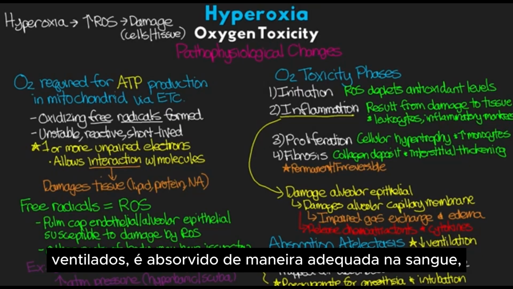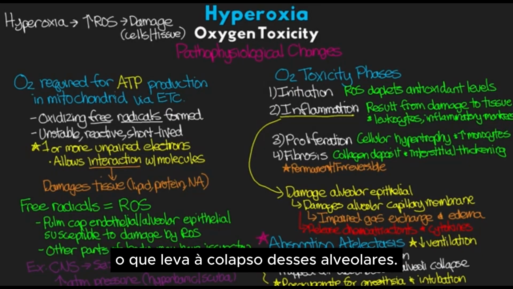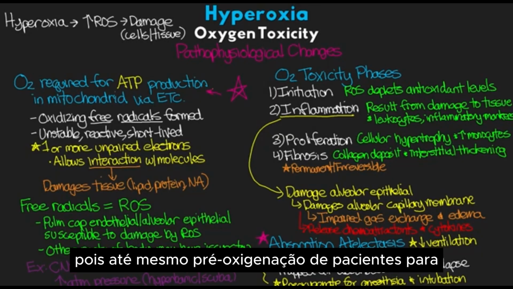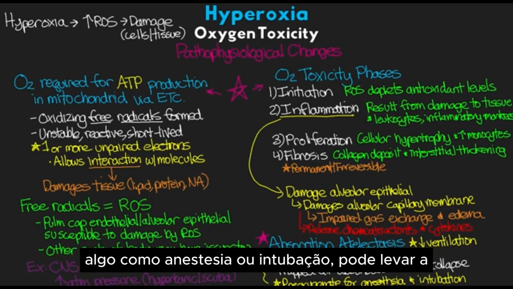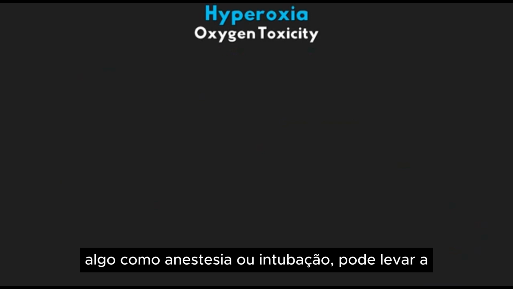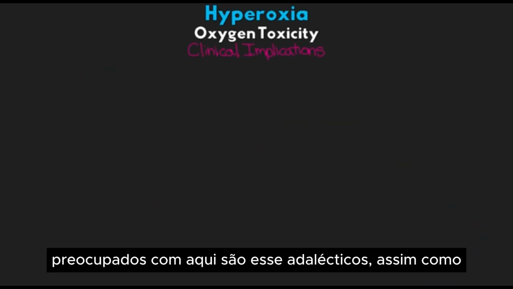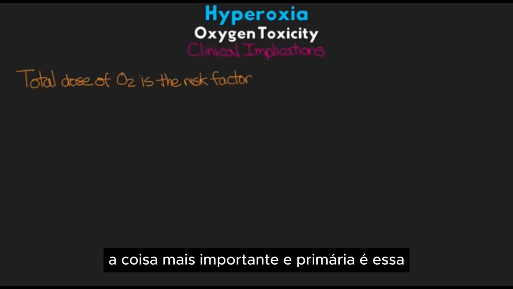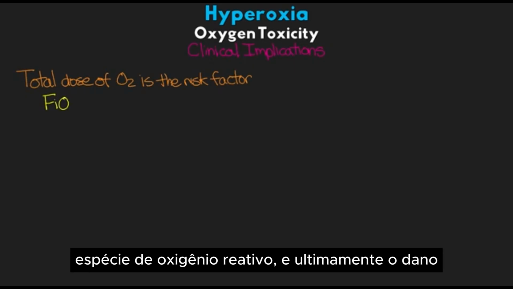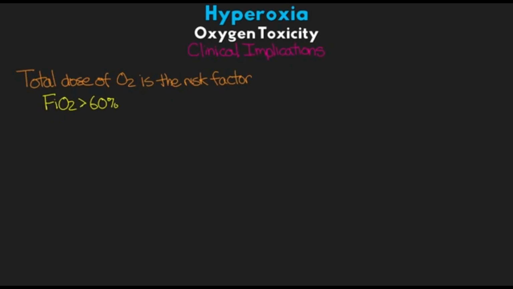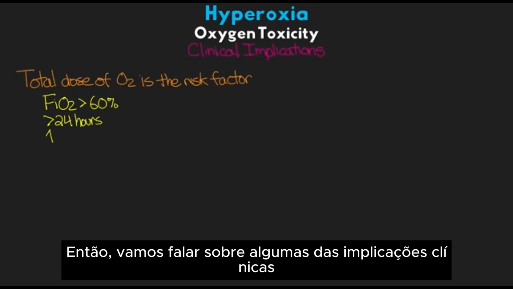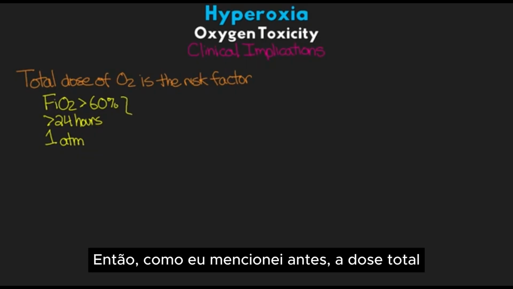So our 2 big things that we're worried about here are this atelectasis, as well as the big and primary thing, which is reactive oxygen species and ultimately the damage to the lungs. So let's talk about some of the clinical implications of all this. As I mentioned before, the total dose of oxygen is our biggest risk factor. Here we consider if we have an FiO2 being delivered that's greater than 60% for more than 24 hours at 1 atmospheric pressure, this is the level at which oxygen can become toxic.